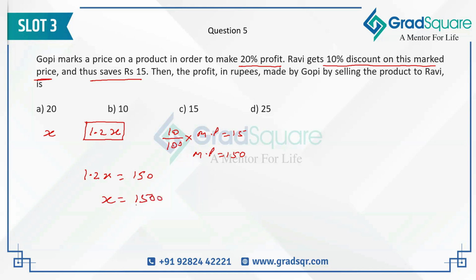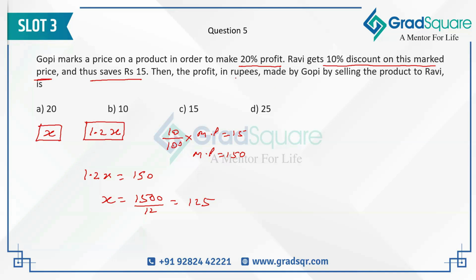So what is the value of x, which is your cost price? So 1500 divided by 12 is what you are looking at. If you solve this, 12 ones are 12, 12 twos are 24, 12 fives are 60. So 125 turns out to be the cost price of the product. 1.2 into 125 will turn out to be the mark price of the product, which was 150.